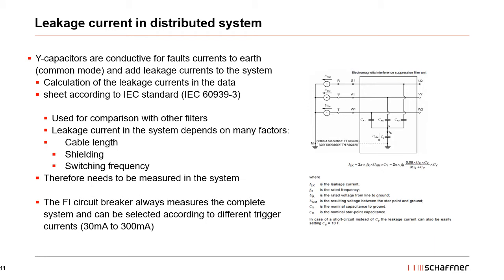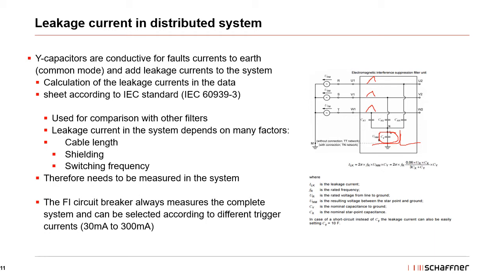So Y capacitors, as I described before, are conductive for fault currents to earth. So the common mode. Common mode means that on all lines we see a common signal flowing in one direction. And this is why the Y capacitors help. If you, for example, look here, common mode would be you have a disturbance here and the same disturbance on this line and the same disturbance on this line. And all these three are then combined and will flow back to the grid or to the disturbance source on the protective earth.